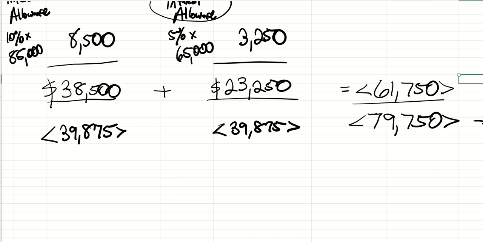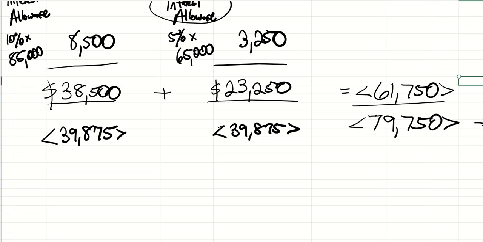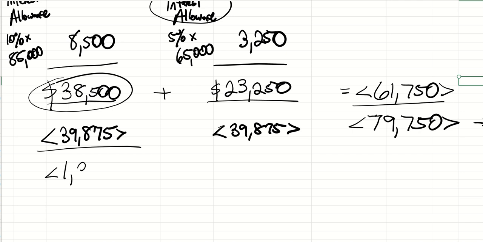Okay, last thing we're going to do is we're going to take, now this is Bob's section here. We're going to take the $38,500 that's here, and we're going to subtract it from $39,875 because this $38,500 here is a positive amount. So subtracting it from $39,875 is actually going to bring the balance down to a negative $1,375, since $39,000 is a negative number and is greater than $38,500, which is a positive amount.